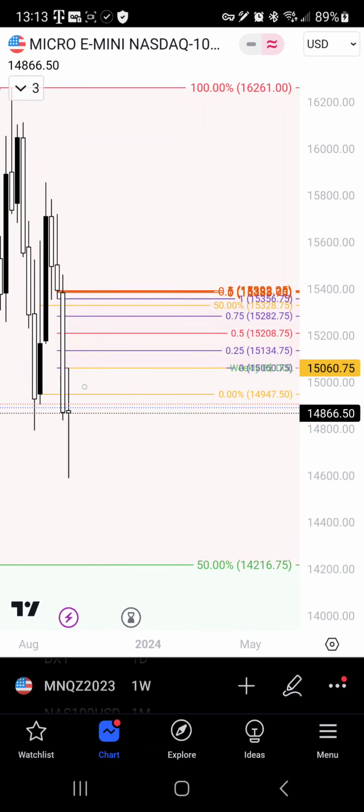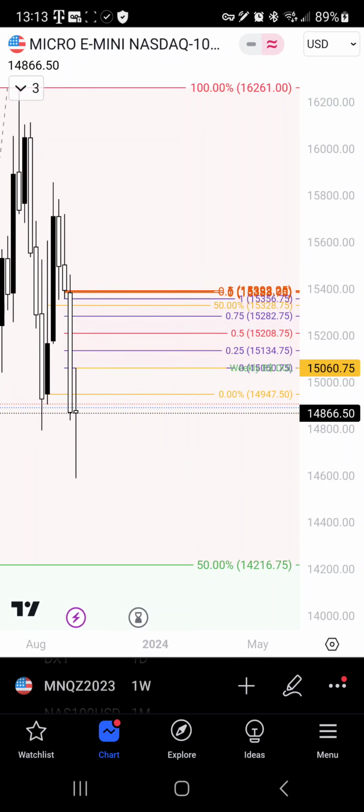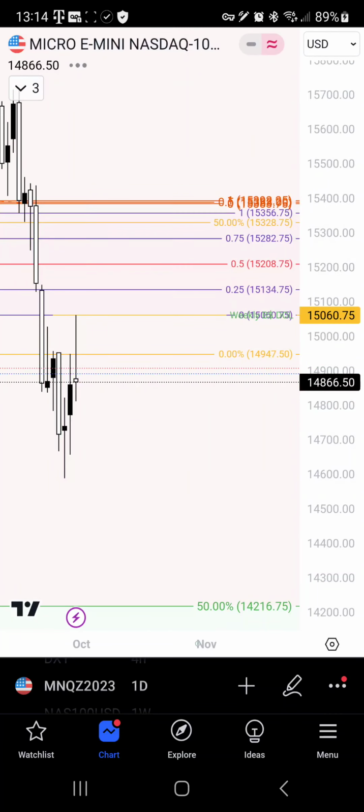So that's going to be like my first stop there, but I am calling for it to come up into the 15,328.75 price level. All right, so my bias going into the week is going to be bullish.